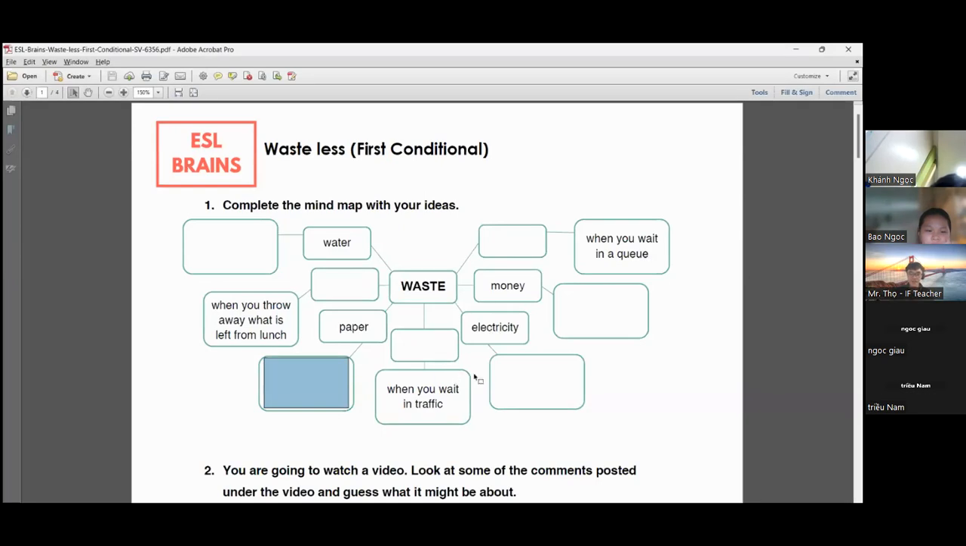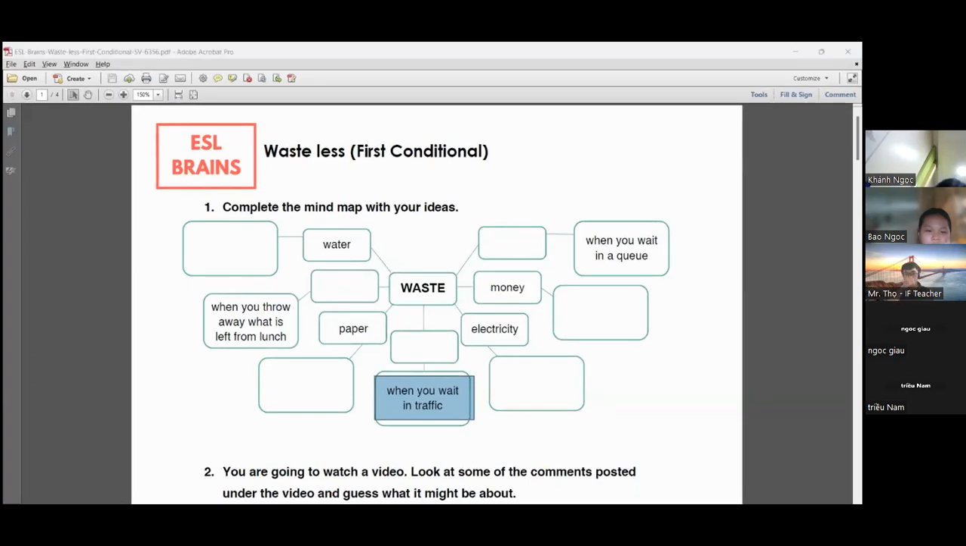And when you wait in traffic, what do you waste when you wait in traffic? Kind of. I think maybe gas, because you produce gas when you ride a motorbike or car, or any vehicle except bicycle or electric bike. Yeah, so you waste fuel. You waste fuel for your vehicle. And yes, you also waste your time.